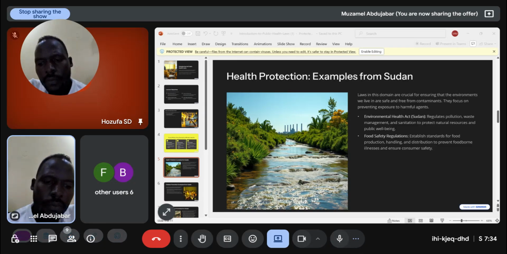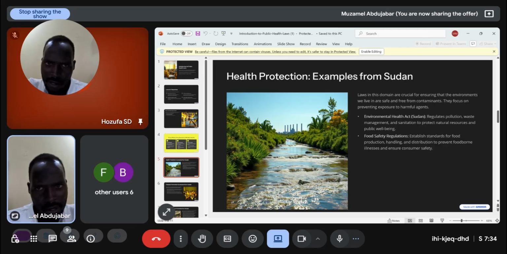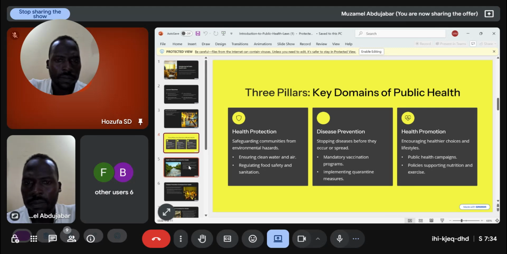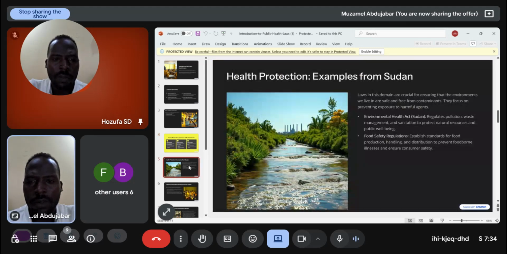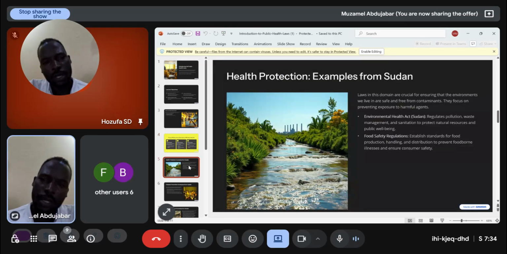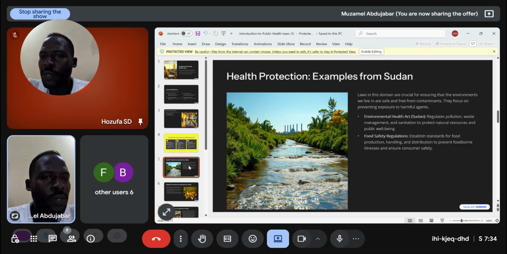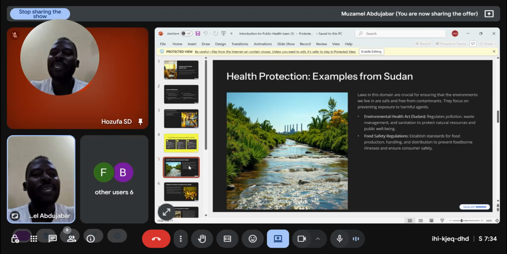Yes. Now let us go deeper. As we mentioned, public health has three pillars: protection, promotion, and prevention. Now let us go to health protection. Take an example from Sudan. Law in this domain is crucial to ensure the environment we live in is safe and free from contaminants.